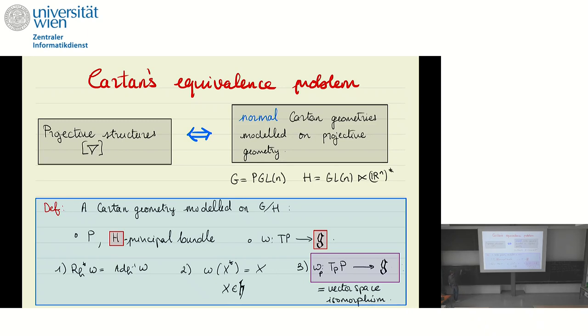So this is your Poincaré group, and this is your classical description. Lorentzian geometry is a Cartan geometry modeled on it. Projective geometry is a Cartan geometry modeled on the projective space. So you take the projective group and the stabilizer of a point. H is always the stabilizer of a point because G acts transitively.